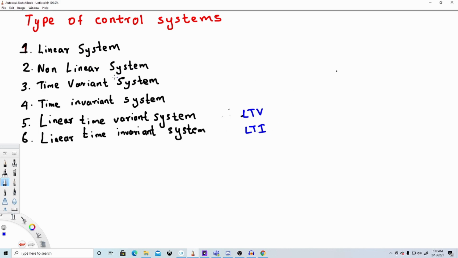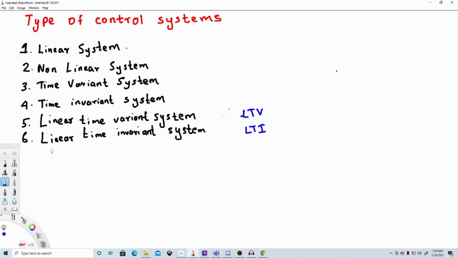Now, what determines whether it's a linear system or not is basically whether the system obeys homogeneity and linearity. If it obeys homogeneity and linearity, this is a linear system. And if it's not obeying homogeneity or linearity, then it's a non-linear system. Now time variant system is basically if the output is varying with time. If the output is varying with the time, that is a time variant system. If the output is not varying with the time, it's a time invariant system.